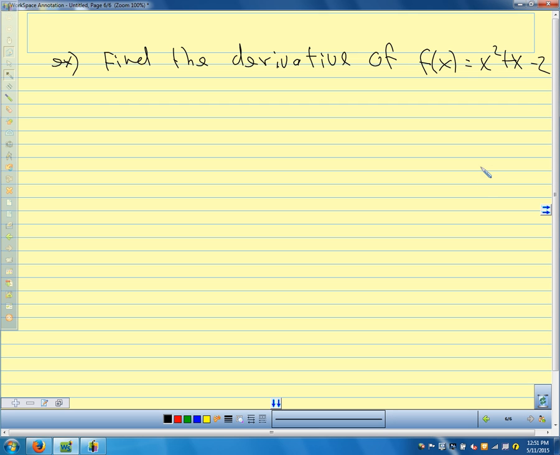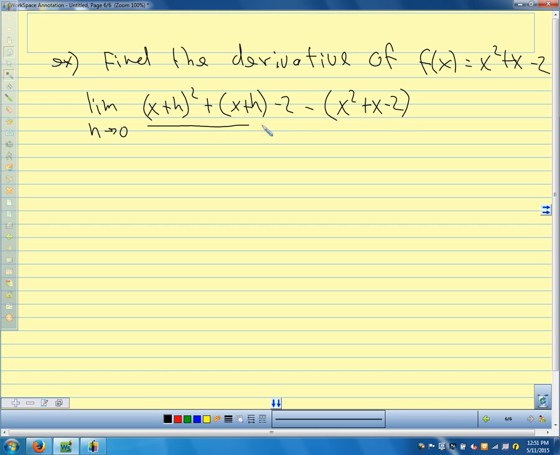So we're going to start with our definition. So this is going to be the limit as h approaches 0, f of x plus h squared plus x plus h minus 2 minus f of x over h. This is f of x plus h. This is f of x. And then we're going to use what we know about algebra to simplify this.